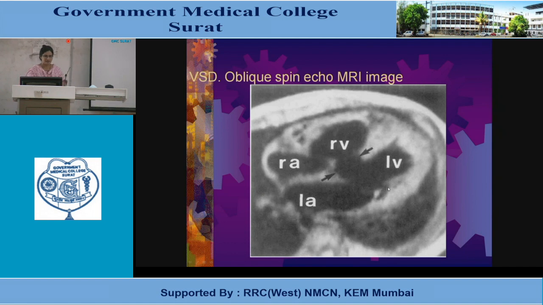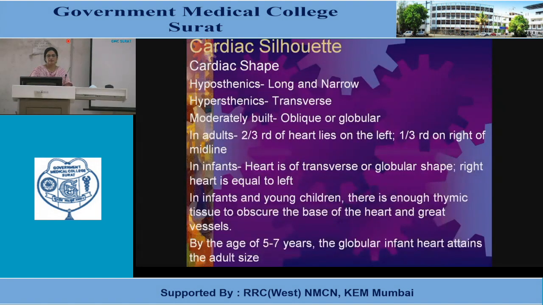Coming to the cardiac silhouette. Cardiac shape in hyposthenics is long and narrow, while in hypersthenics, it is transverse. In moderately built people, it will be oblique or globular. In adults, 2/3 of the heart lies on the left side. So predominantly it is noted on the left side and 1/3 will be noted on the right side of the midline.